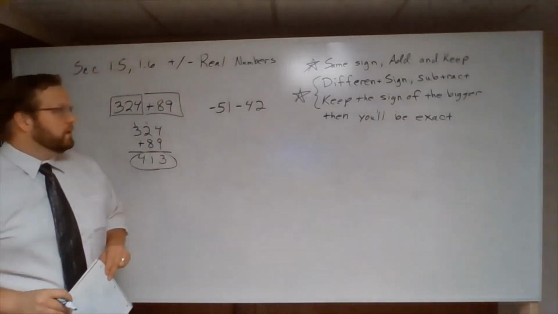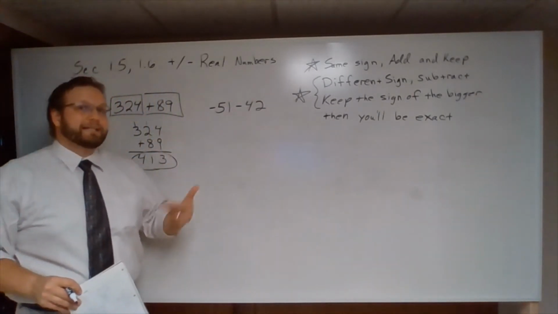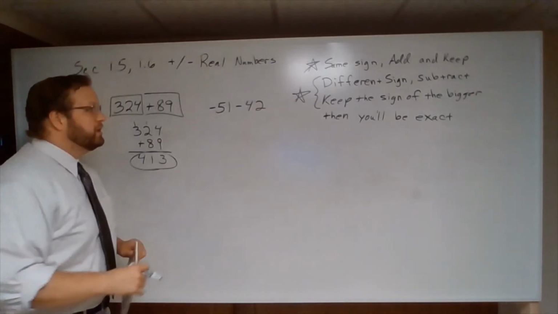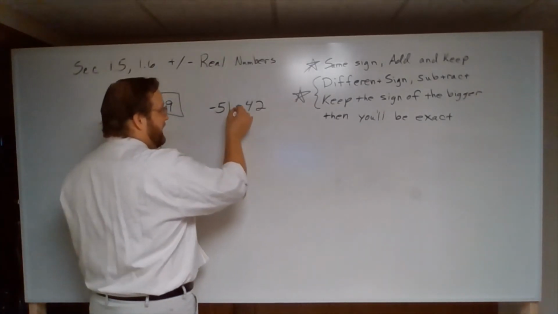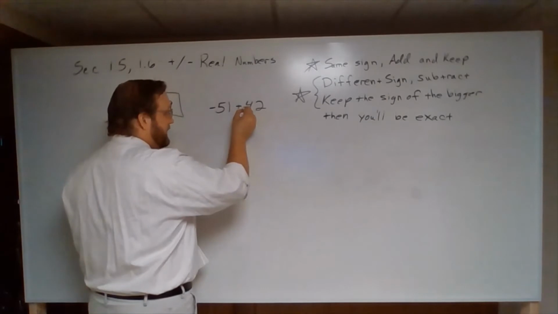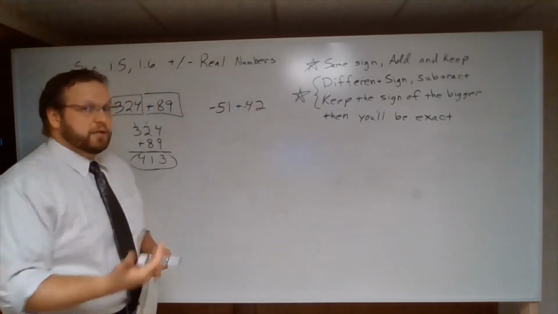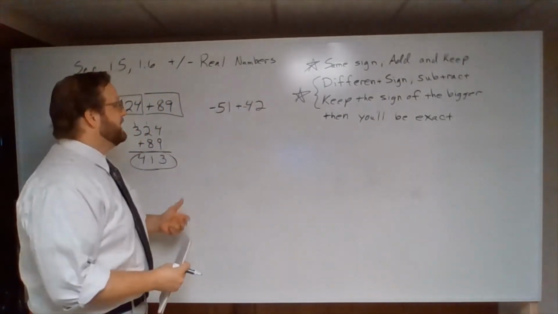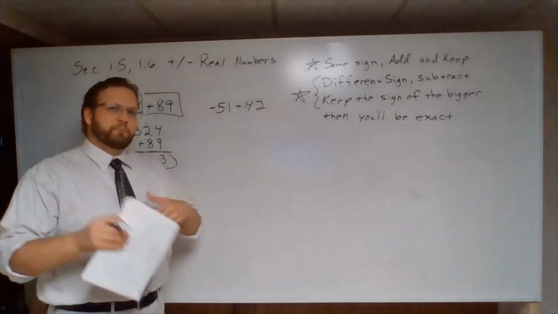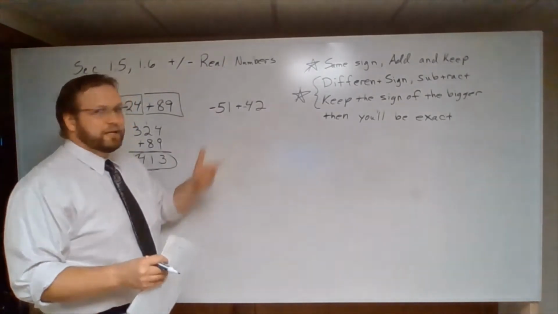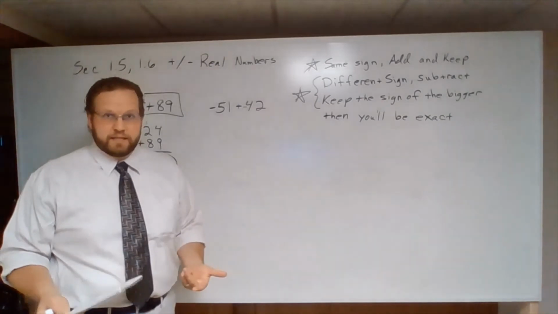Let's say that. Okay, now it's a negative 51 minus 42. You could also think of this as adding a negative 42. That's another way to think of it. That's why I don't really like how they separated addition and subtraction. Subtraction is just adding the opposite. They're one and the same thing.